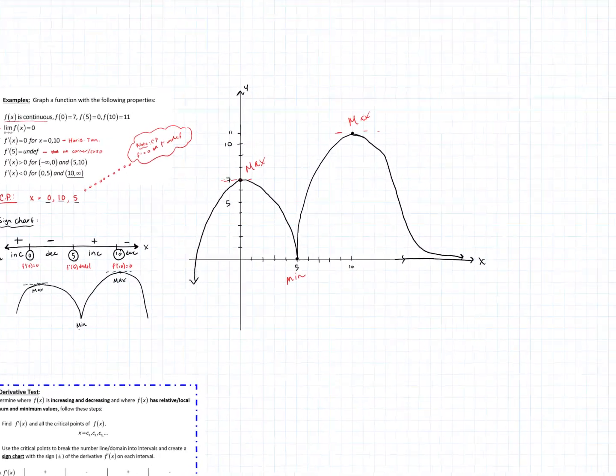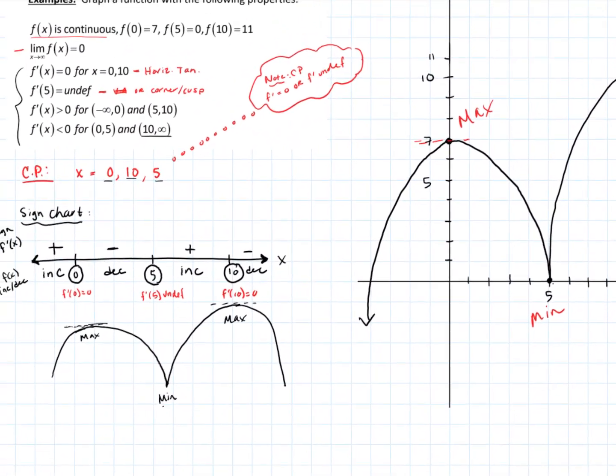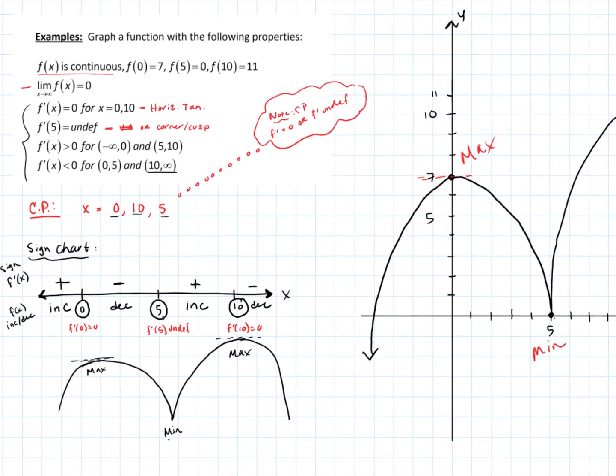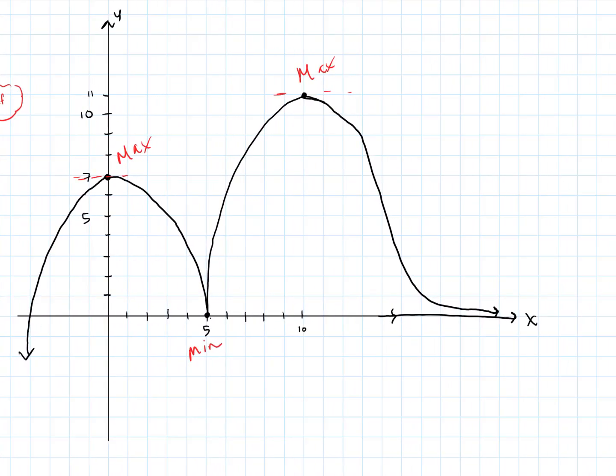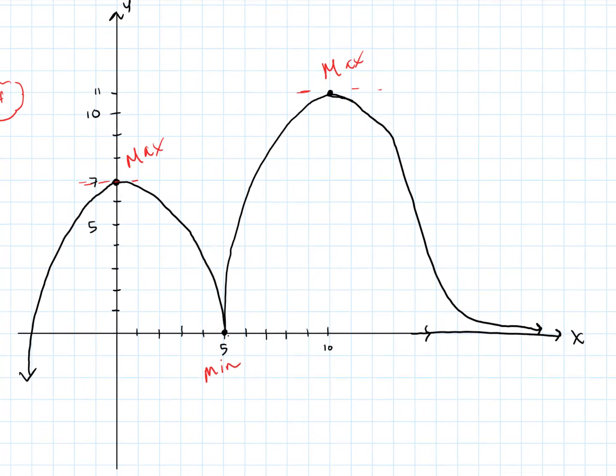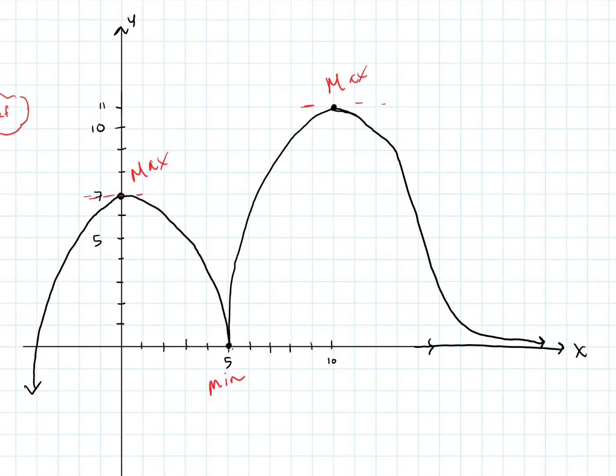So that sign chart sort of helps us to get all that criteria. We had that general shape of the graph underneath the sign chart, and then we cleaned it up by using the plotted points and the limit that was given and the fact that we had continuity. So knowing that with that continuity, I have to be able to trace this graph without ever lifting up my pencil.